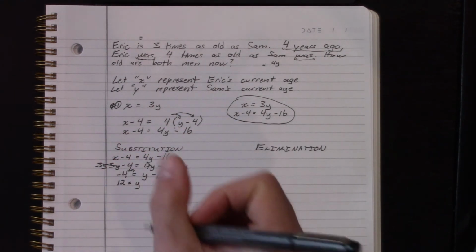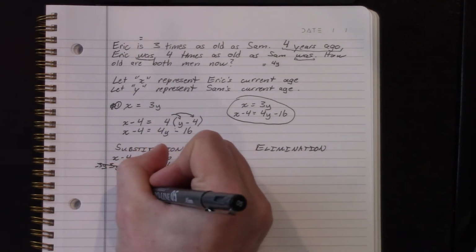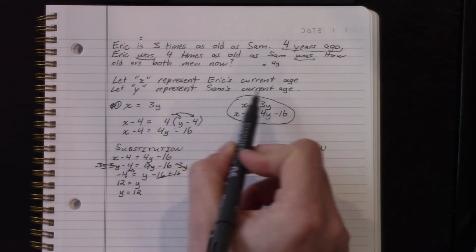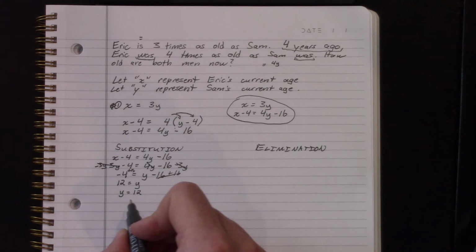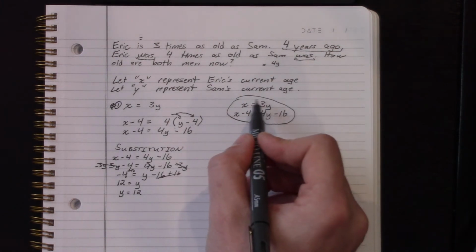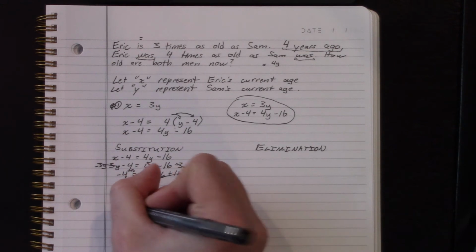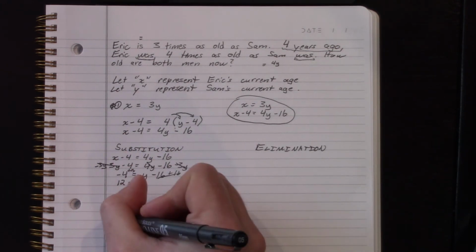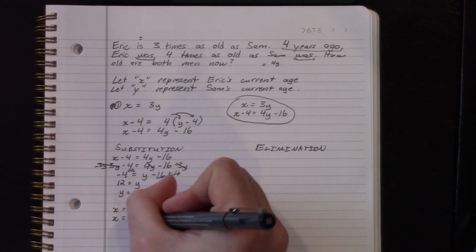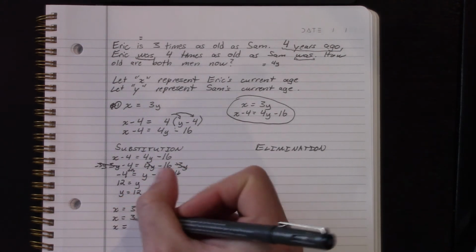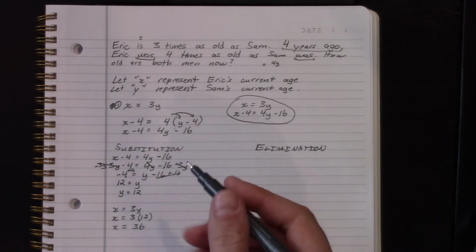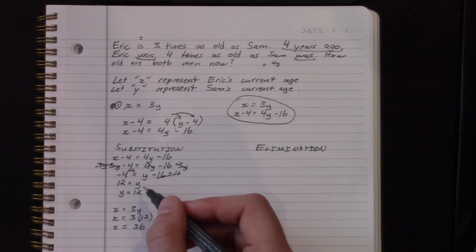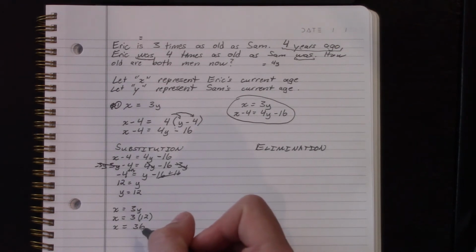is equal to y. So what this is saying when I have y equals 12 is that Sam's current age is 12 years old. So if Sam's current age is 12, I can just reuse this equation, x equals 3y, also known as x equals 3 times 12, to give me Eric's current age of 36. So in theory, this is saying that Sam's current age is 12 years old and Eric's current age is 36 years old.